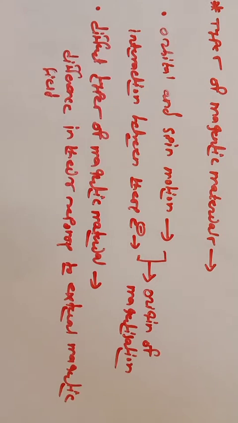The first one, we are very much familiar with. The orbital and spin motion of electrons and the interaction between these electrons forms the basis of magnetization. Different types of magnetic materials are observed, and they are due to the differences in their response to external magnetic field. Some materials are much more magnetic than others. The reason is that in some materials there is a strong interaction between atomic magnets, whereas in other materials there is no interaction between the atomic magnets.